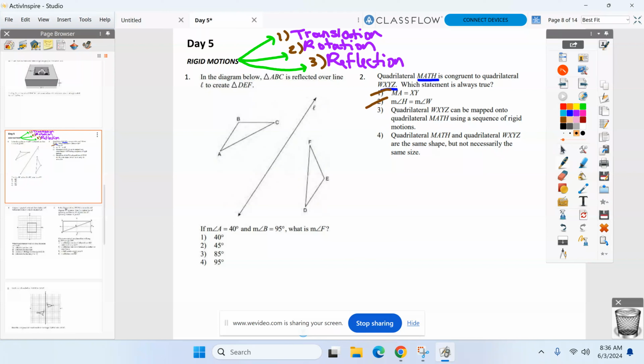All right, quadrilateral WXYZ can be mapped onto MATH using a sequence of rigid motions. What do you know about rigid motions? Doesn't change size or shape. What do you know about congruent? Doesn't change size or shape. There it is.